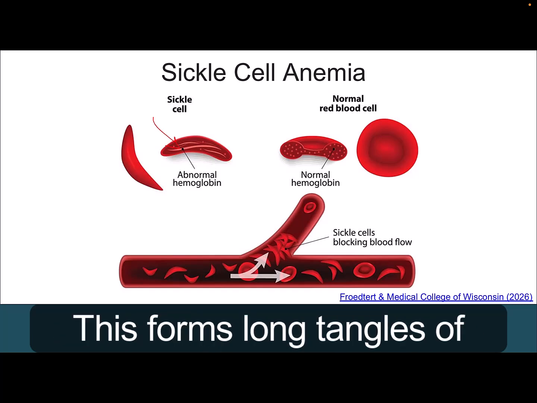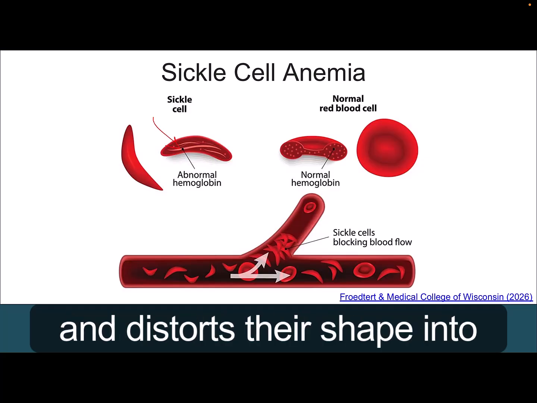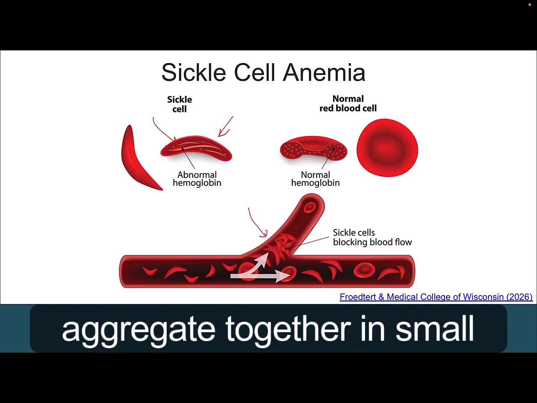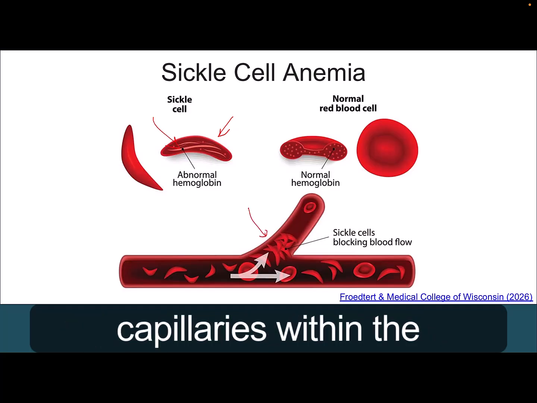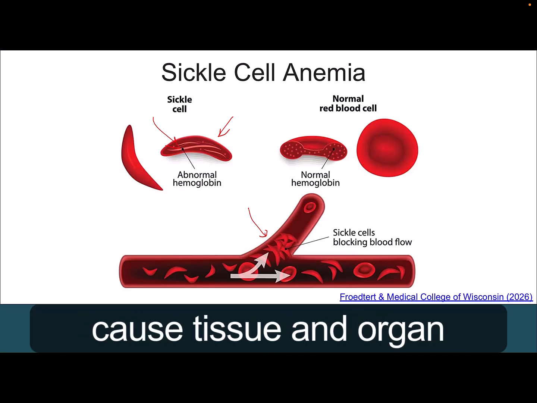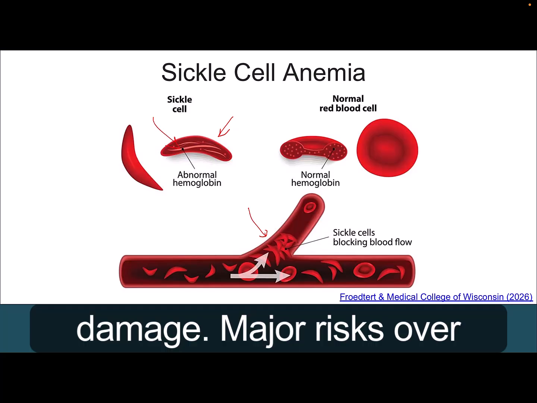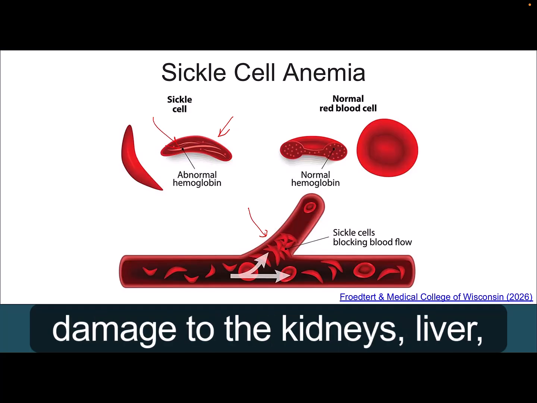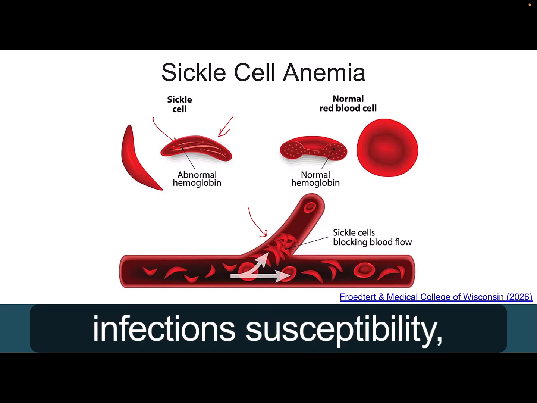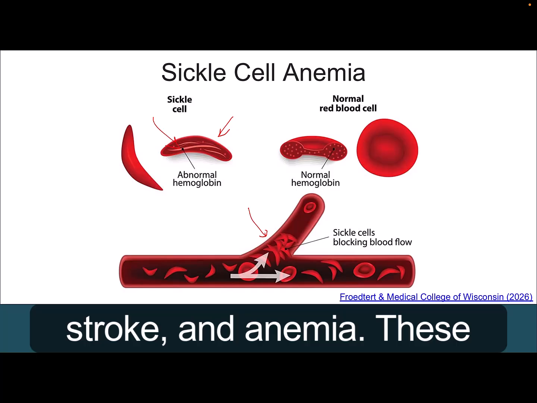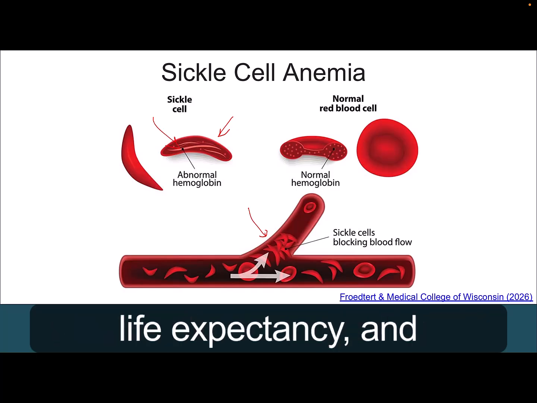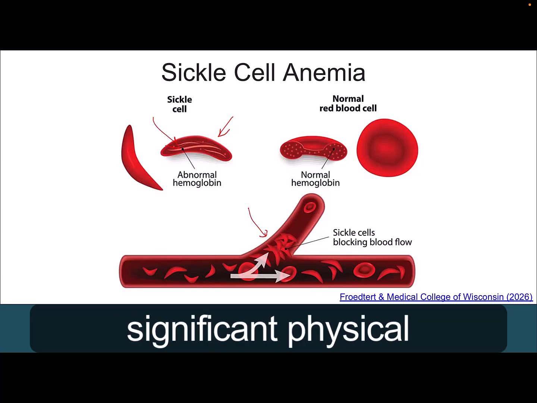This forms long tangles of hemoglobin within the cells and distorts their shape into the sickle cell. The sickled cells can then aggregate together in small capillaries within the bloodstream and block blood flow in that region. This can cause tissue and organ damage. Major risks over time include fatal organ damage to the kidneys, liver, heart, and lungs, high infection susceptibility, stroke, and anemia. These complications frequently lead to hospitalization, reduced life expectancy, and significant physical limitations.